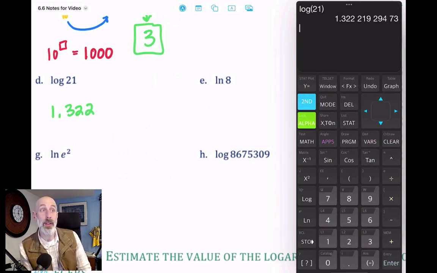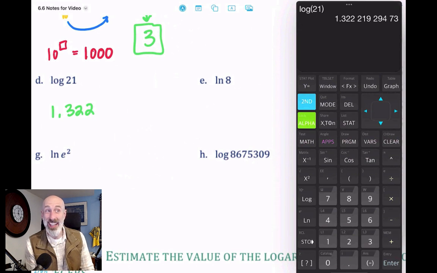Now, if I want to handle the natural log of 8, again, it's asking e to what power gives me 8.